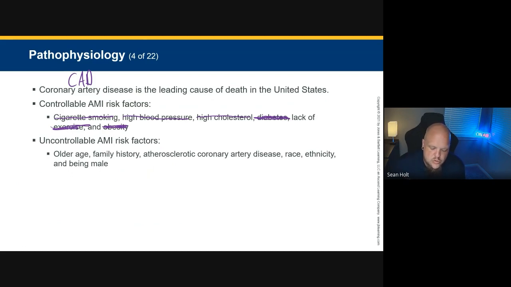So an uncontrollable risk factor would be being of older age. Having a family history of coronary artery disease may make you more prone to having it yourself. Atherosclerotic coronary artery disease, atherosclerosis, meaning that plaque buildup, right? Race, ethnicity, and males are generally more commonly affected by coronary artery disease.